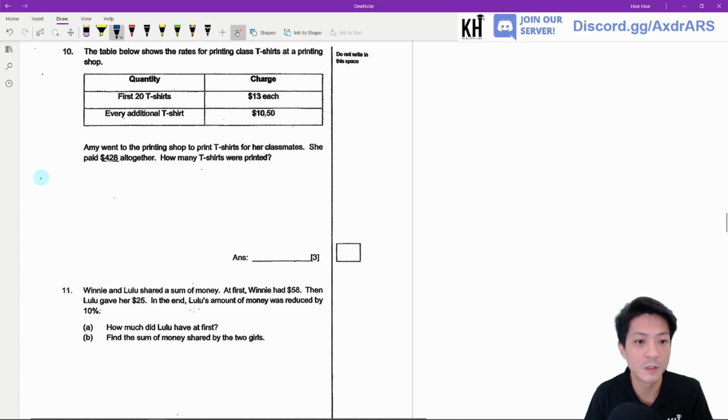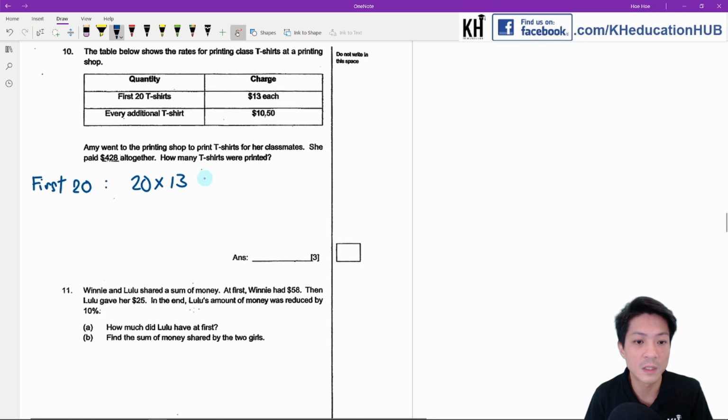Okay, the first thing that we're going to find is, for the first 20, how much do we need to pay? So it'll be 20 times $13. That will give me 260.